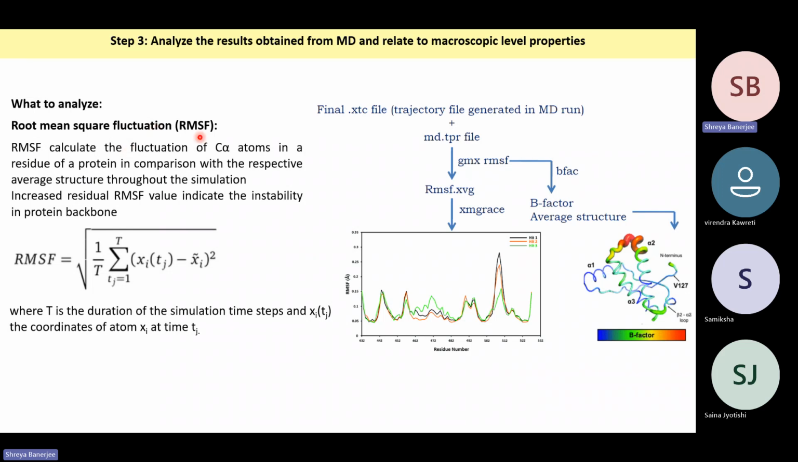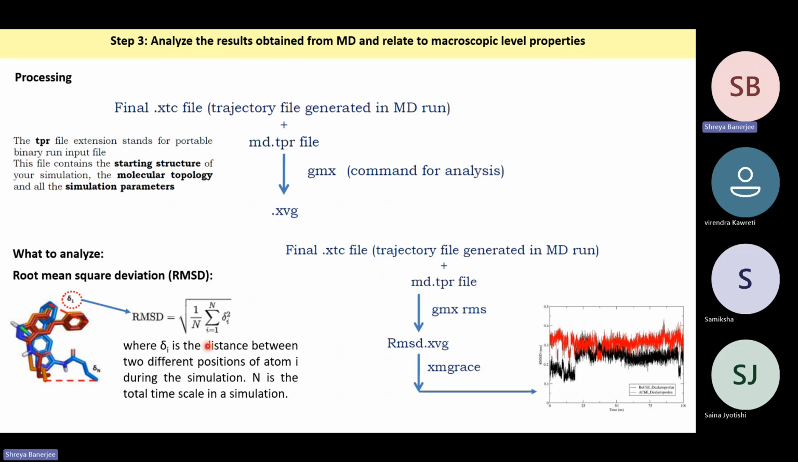Then there is something called root mean square fluctuation, or RMSF, which calculates the fluctuation of the C alpha atom from the average structure. At time t1, if the C alpha atom is at x1, that is subtracted from the average position of C alpha, squared, divided by the number of structures or time points that you have, and then the root is taken. So RMSD and RMSF are very similar, except that RMSF is only for the C alpha atoms, and RMSD can be for any atom.